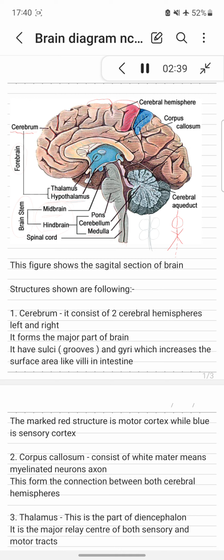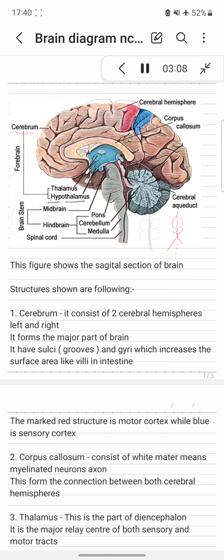Next structure is the hypothalamus. This is also part of the diencephalon. Hypo means below, so it is present below the thalamus. Now what is its function? Hypothalamus has its own endocrine function. It also contains the thirst center, hunger center, and temperature regulation. So it maintains the homeostasis of the body.